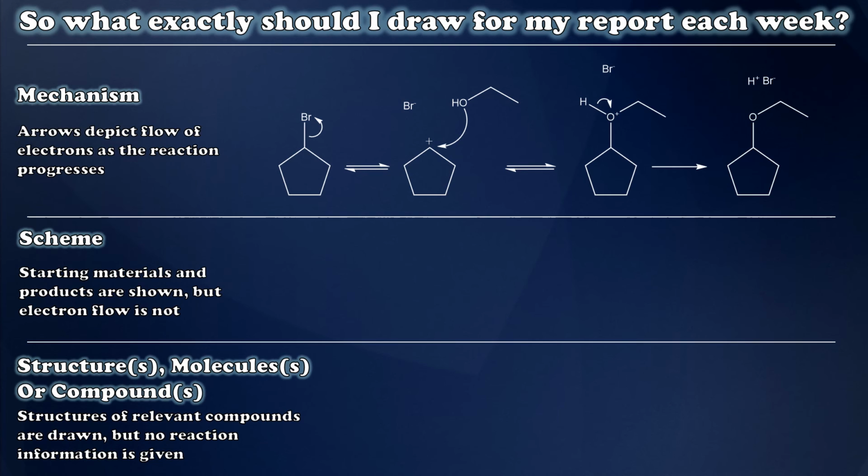In the case of a scheme, we show the starting materials and products of a reaction, but we do not show the exact flow of electrons. So in this case, we have the reagents, whether or not the reaction is reversible, depicted by, in this case, a single-headed arrow, meaning that it's irreversible, and products.